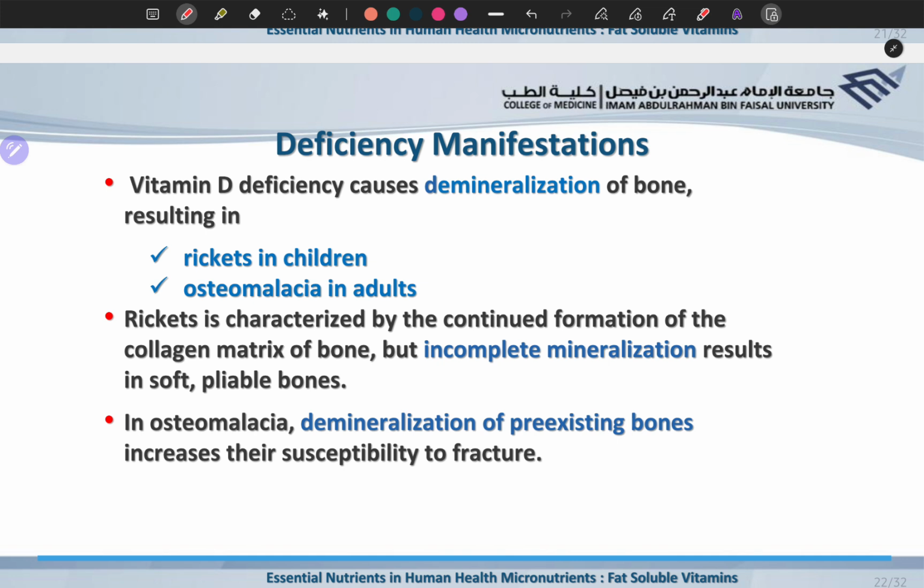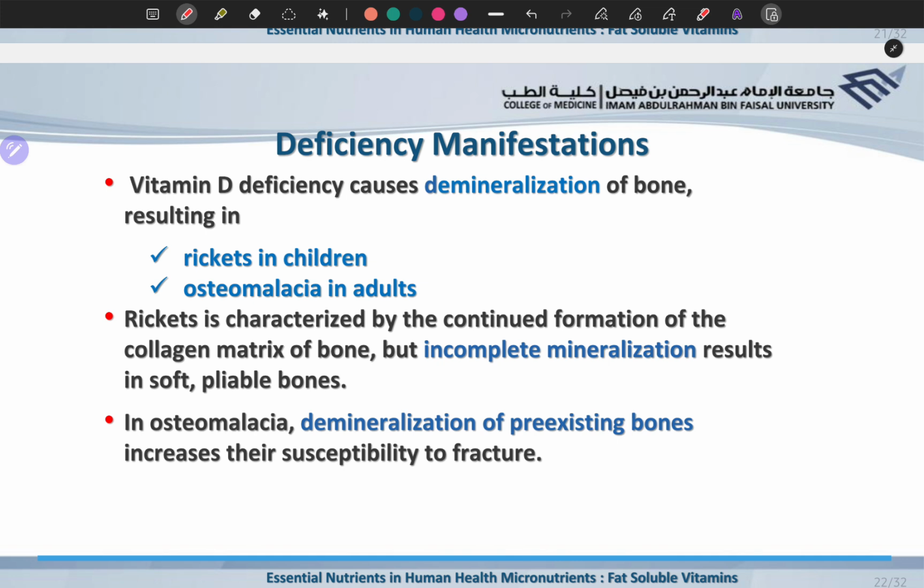Why does this happen? Because there is continued normal formation of collagen, but no mineralization of the bone. Because of this, the bone becomes soft and pliable, and it gets misshapen. It takes the shape of a bow.